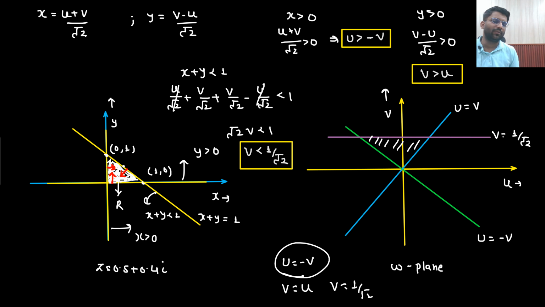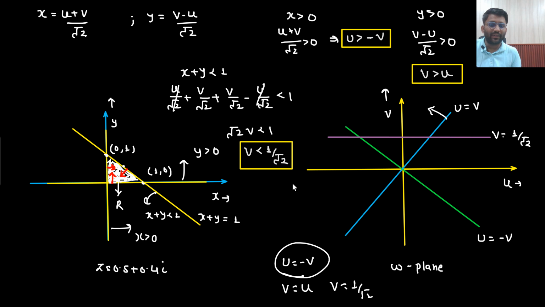Are you able to understand this point? What is the area bounded? If you don't want to see the area bounded, then how do you need to deal? v should be greater than u, which will be the region. That means this particular region will be there, no? So this region I am interested in. Are you able to understand this point?